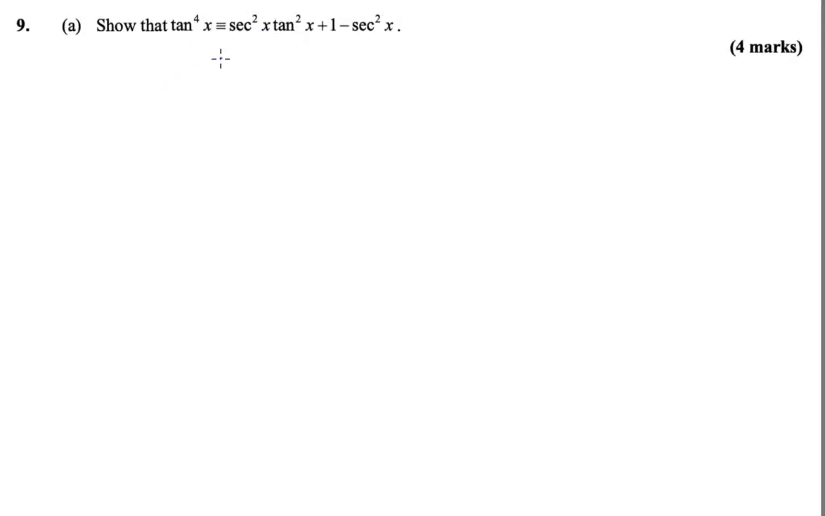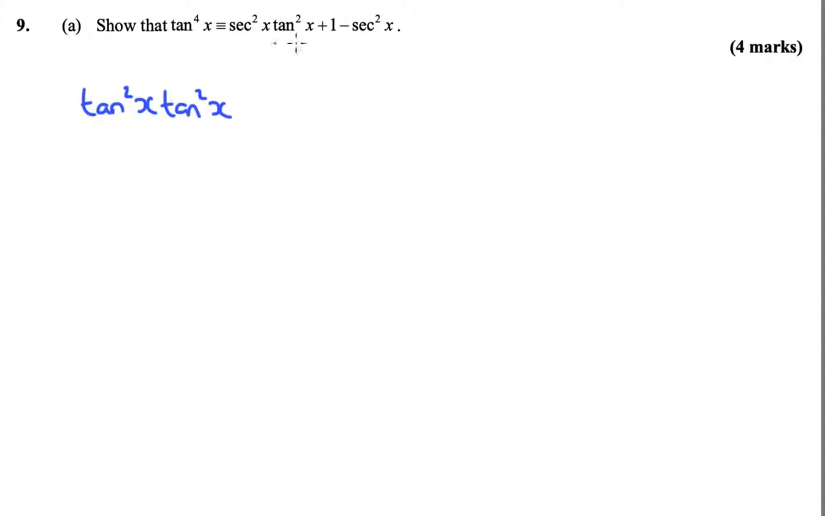Okay, question number 9 wants us to show that tan to the 4x can be written as this. Now usually you change the left hand side into the right hand side. So what can we do with the left hand side? The only thing I can think to do with tan to the 4x is write it as tan squared x times itself.